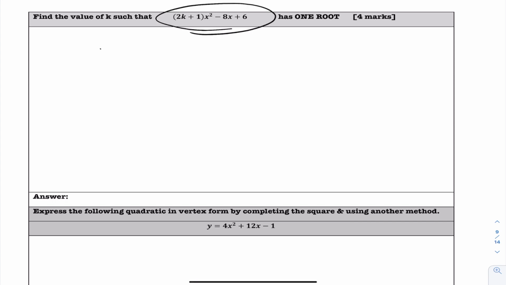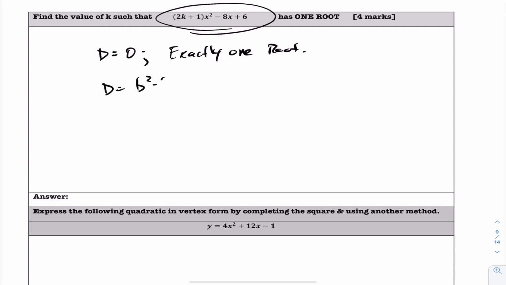Well, I know that if the discriminant of my quadratic is 0, then my quadratic has exactly one root. So therefore, what's the discriminant of this? Well, the discriminant in general is b squared minus 4ac. So my b value here is going to be negative 8, so negative 8 squared minus 4. My a value is 2k plus 1, and then the c value is 6. So I want to set that equal to 0.